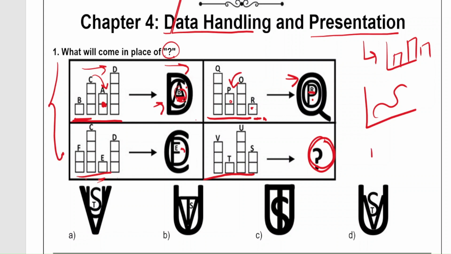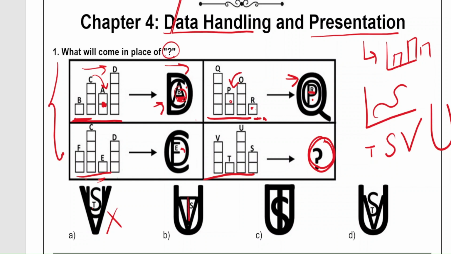So T is to be written as the smallest one, then S, then V, and then the biggest, U, according to the blocks and the pattern we have identified. Let's try to check whether this is true or not. T is written as smallest, it's true. Then S is written as bigger, it's also true. Then V is to be written, but V is written as the biggest one. So this cannot be the answer.